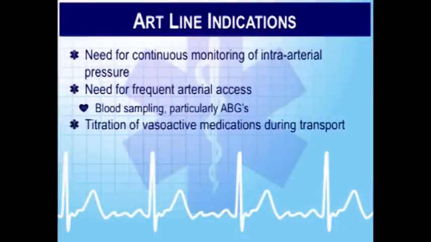So arterial lines, blood sampling is another reason why we can check ABGs very frequently without poking the patient over and over again. If I'm titrating an insulin drip and I need to get blood glucose levels every hour, now I don't have to stick the patient every hour, I can just take a little sample off the line. Multiple reasons why an arterial line is indicated.